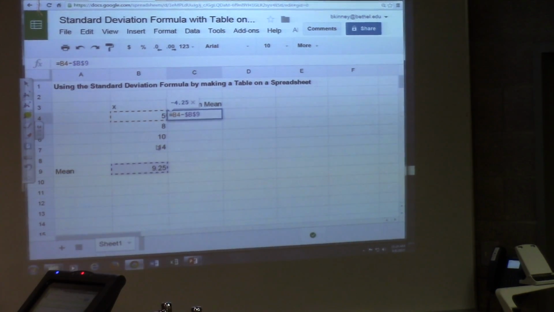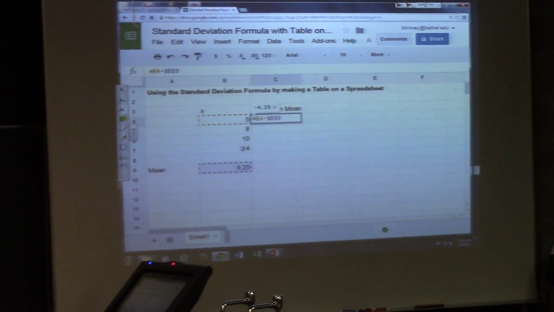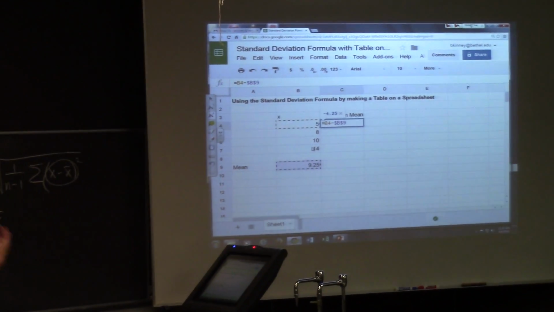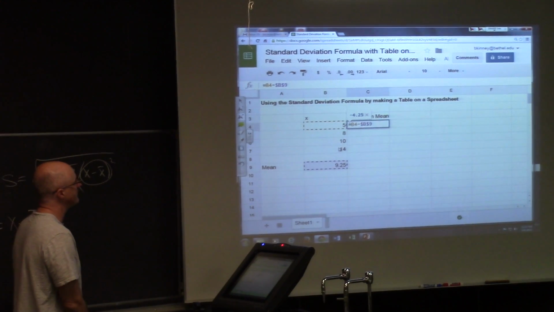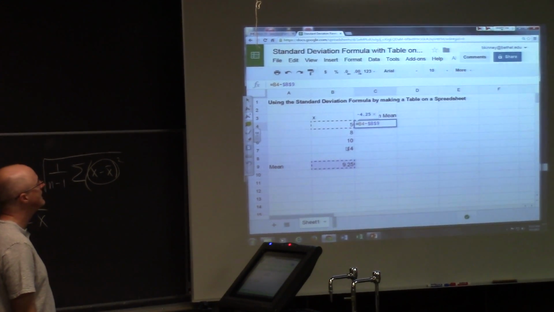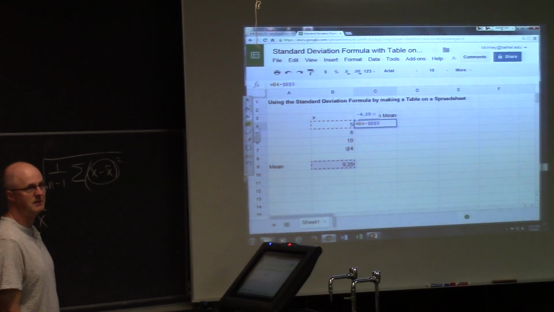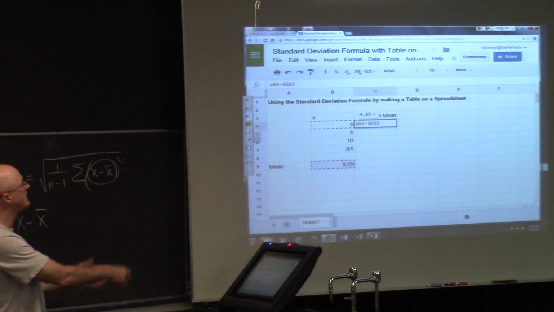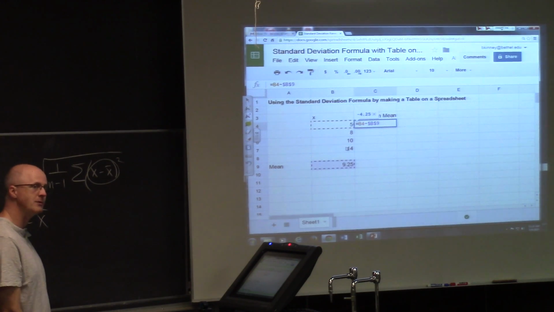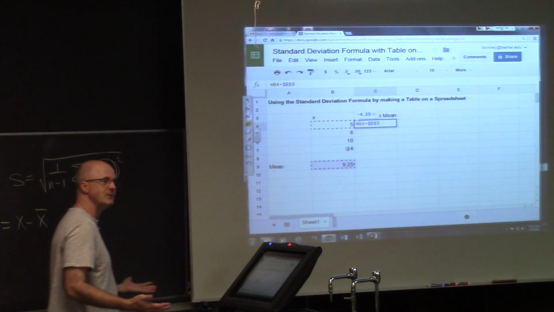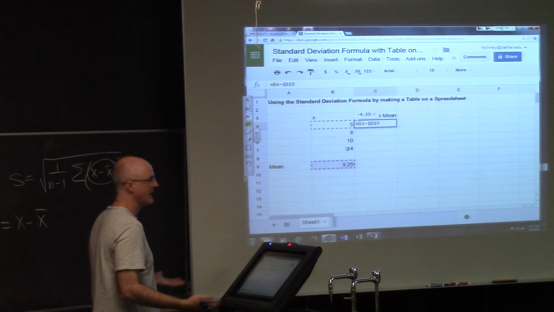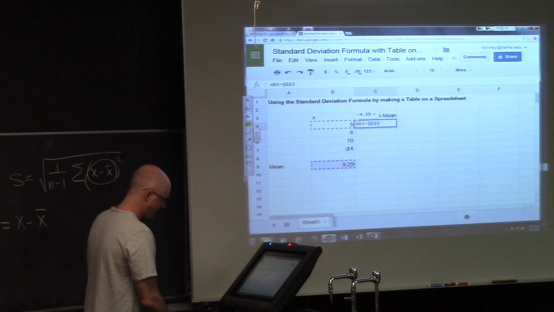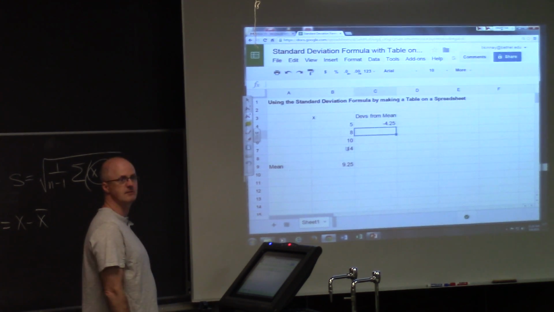The B4 again is going to refer to the number in cell B4, the 5. So you're going to take 5 and then subtract the number in cell B9, which is 9.25. Since there's no dollar signs with the B4, that cell reference will get updated as I copy and paste the formula downward. The dollar signs for the second one don't, and I don't want them to. I don't want them to change to B10, B11, B12. So this first one's going to be 5 minus 9.25, which is negative 4.25.